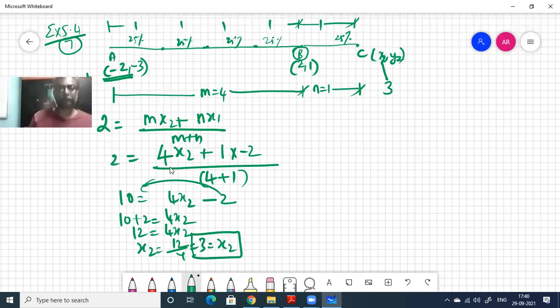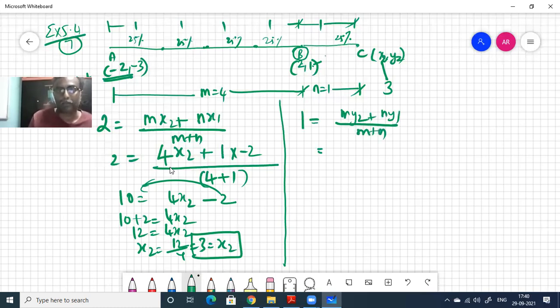X2 equal to 3. Same way, what you have to do now is for the Y. Y1 is equal to My2 plus Ny1 by M plus N. M is again 4. Y2, we don't know Y2. Plus N is 1. Y1 is -3. Okay. Into -3 divided by 4 plus 1.